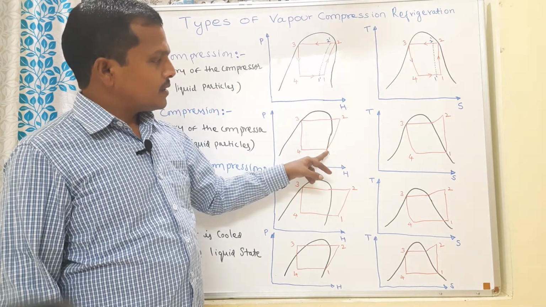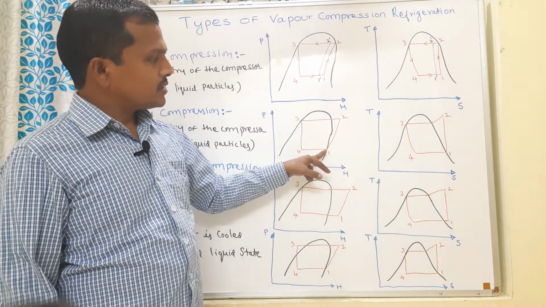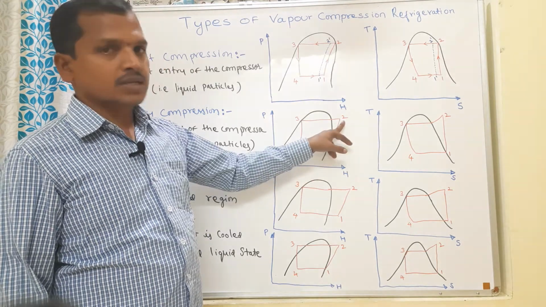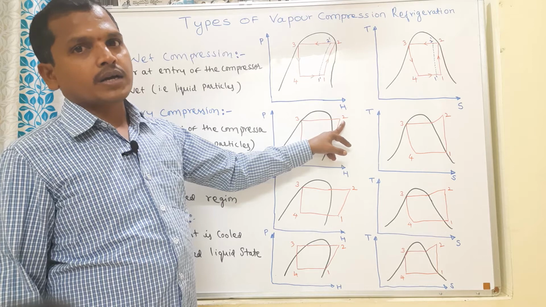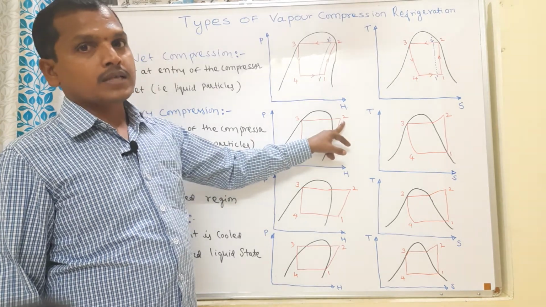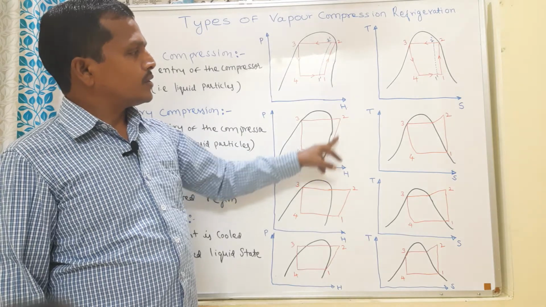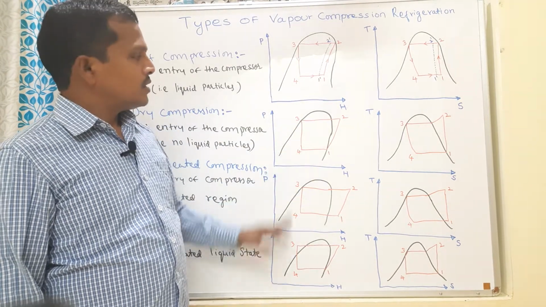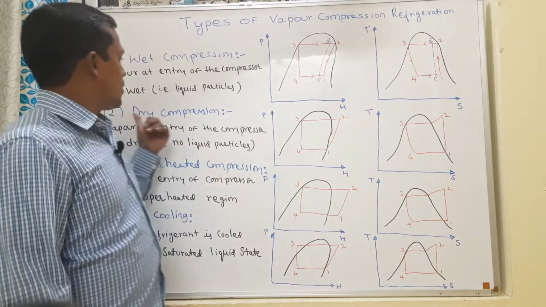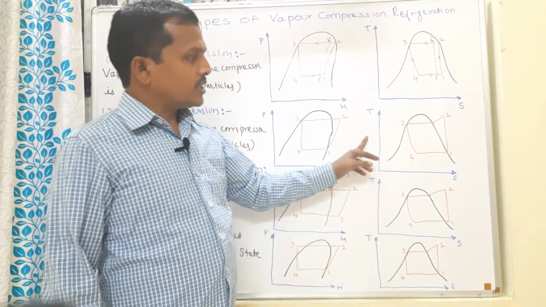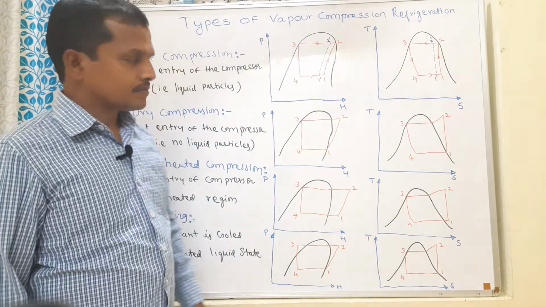So before entering into the compressor, the condition of the refrigerant is dry. At the end of the compression is superheated condition. So 1 to 2 is the isentropic compression. So 1 to 2, 2 to 3, 3 to 4, 4 to 1. This is the pH diagram for dry compression. So TS diagram for dry compression.